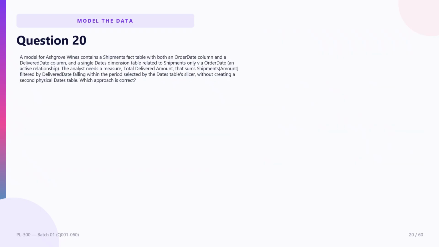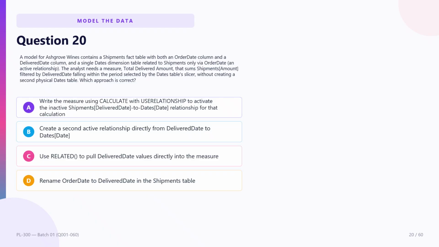Question 20. Model the data. A model for Ash Grove wines contains a shipments fact table with both an order date column and a delivered date column, and a single dates dimension table related to shipments only via order date, an active relationship. The analyst needs a measure, total delivered amount, that sums shipments amount, filtered by delivered date, falling within the period selected by the dates table's slicer, without creating a second physical dates table.